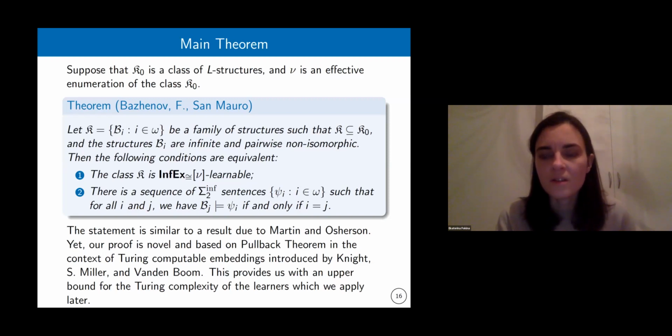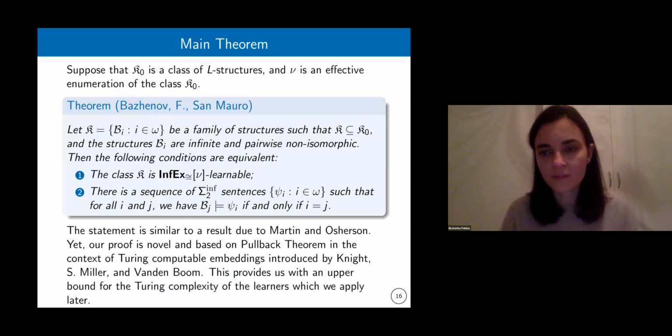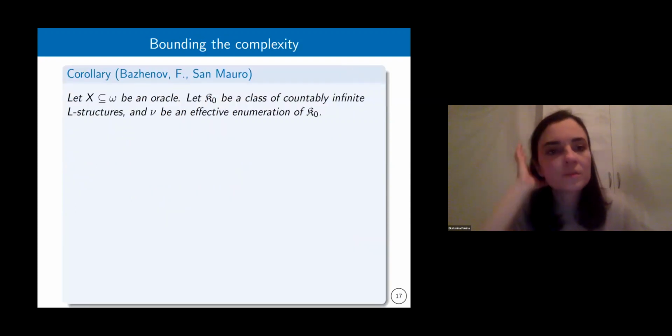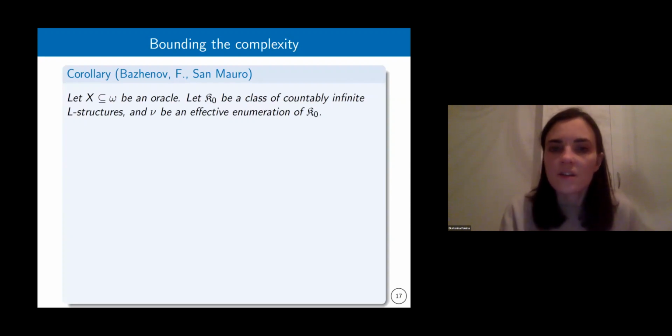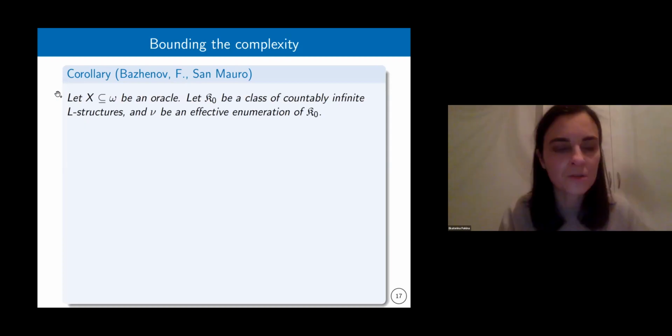It appears in the book of Martin and Osherson using different terminology, but the idea is pretty much the same. What is different in what we do is that our proof is completely different and based on the pullback theorem by Knight, Miller, and Vanden Boom. And this proof allows us to measure the complexity of the learners. And this is what is really interesting from the point of view of computability. So here is this corollary, and this is our new contribution.